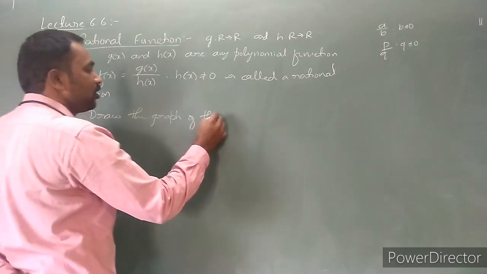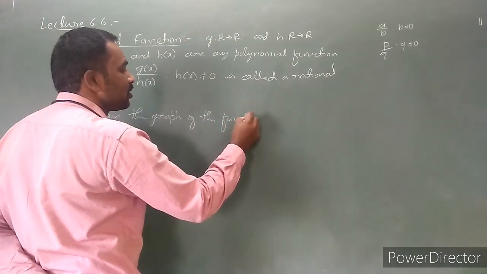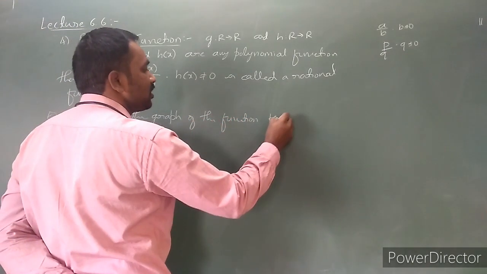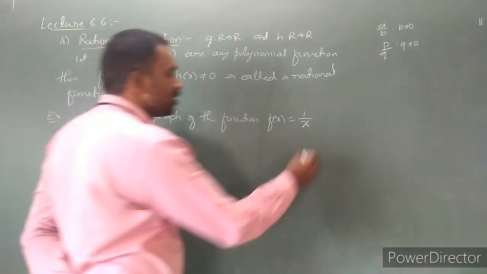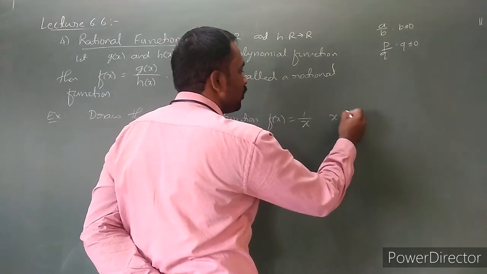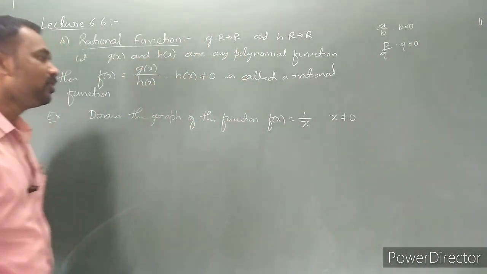Draw the graph of the function f of x is equal to 1 divided by x, where x is not equal to 0.